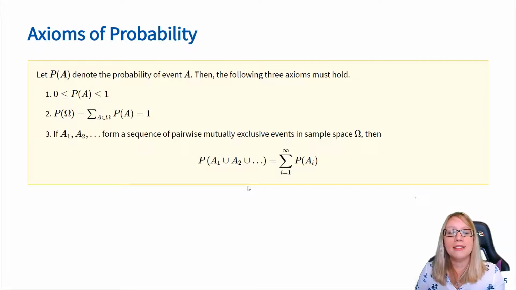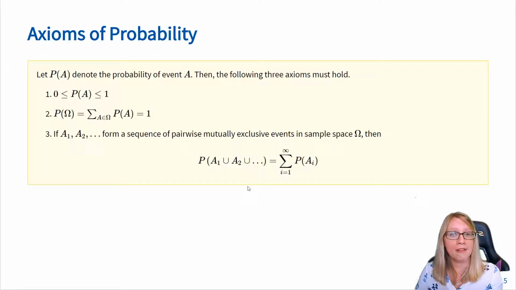So let's think about what properties a probability needs to have. We call these properties the axioms of probability, and there are 3 of them. We'll let P(A) denote the probability of event A occurring. The first axiom, or the first law that a probability has to satisfy, is that it has to be bounded. Probabilities must range between 0 and 1.